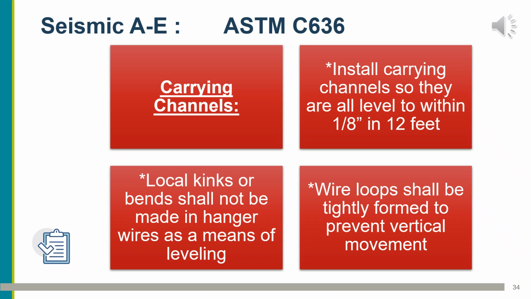So we have for seismic design categories A through E some very common requirements. Install carrying channels so they are all level to within 1/8 inch in 12 feet. Local kinks or bends shall not be made in the hanger wire as a means to level. Wire loops shall be tightly formed to prevent vertical movement. This is a common code violation.